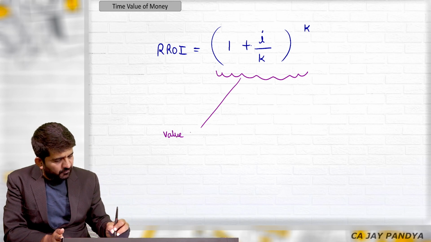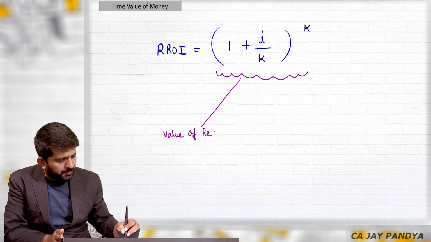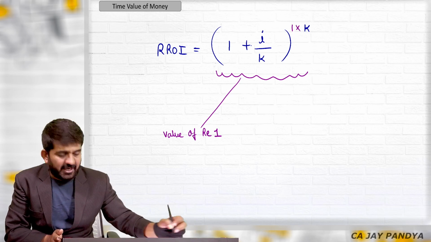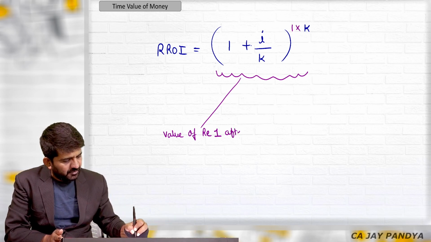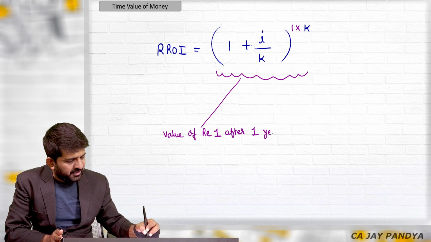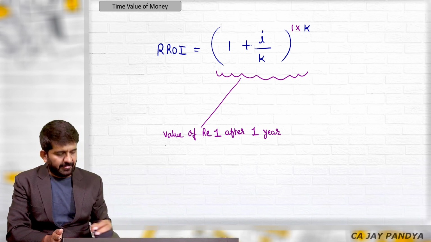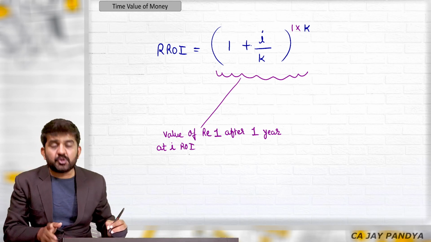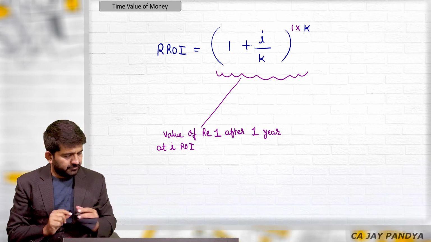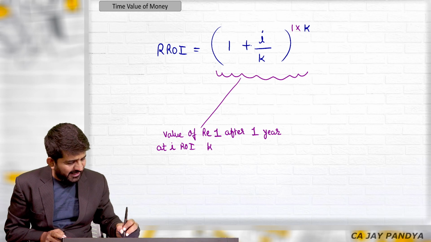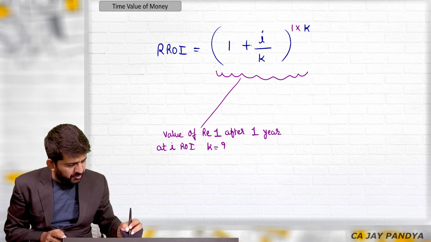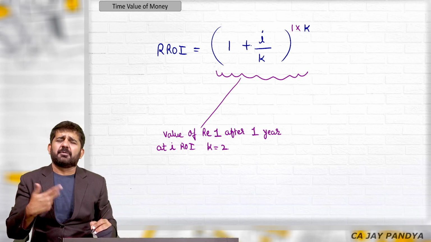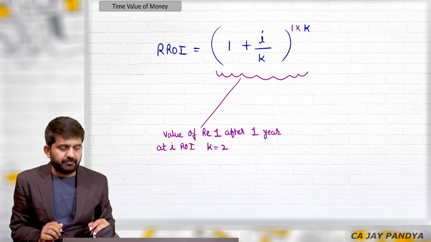This is value of rupee 1. This is 1 multiplied by K, after 1 year, at I rate of interest, which is nominal rate of interest, where interest is compounded more than 1 time in a year. It might be 2, it might be 12, it might be 365.